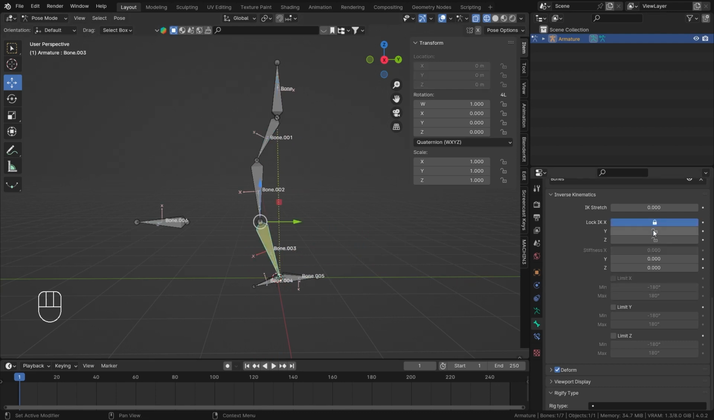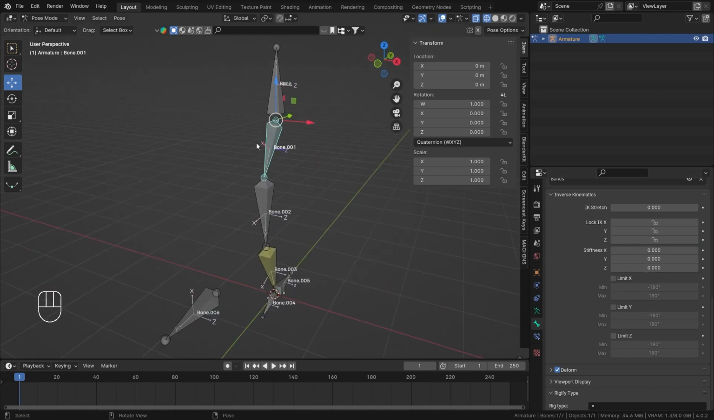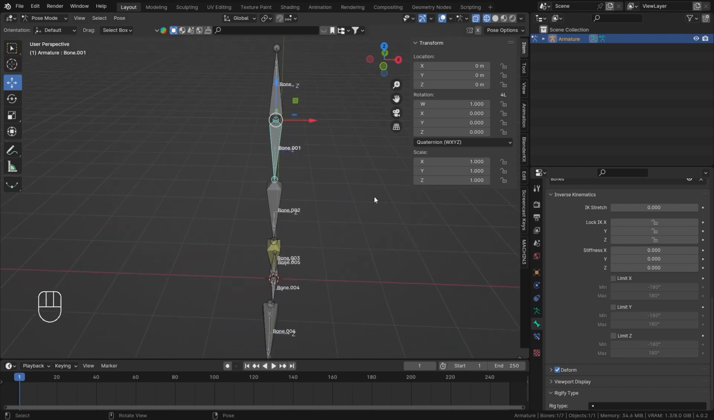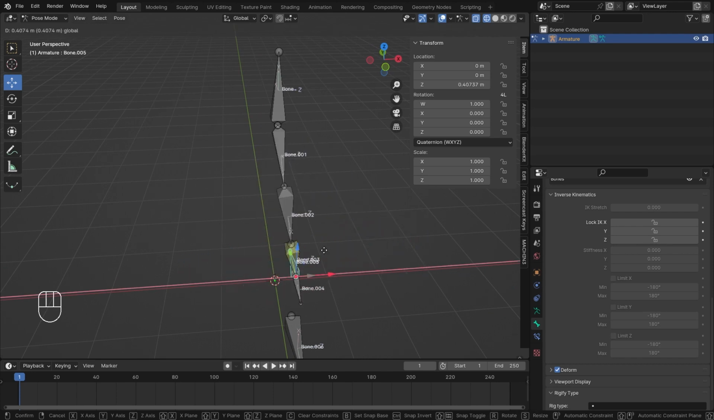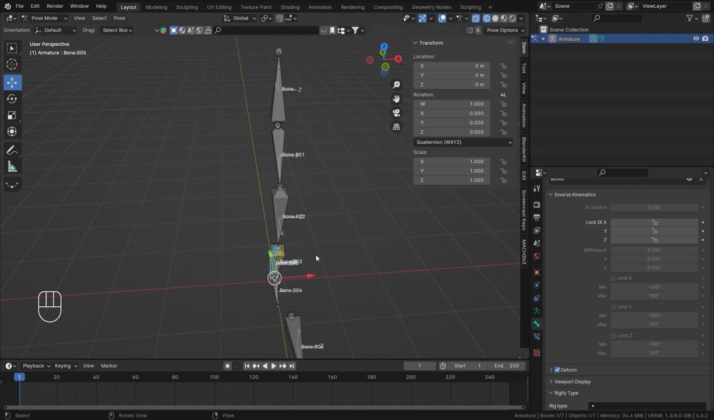And once you lock something, it is gone. But you can also limit your bones. Suppose you want your bone to rotate on the X, but you don't want it to rotate too much. If I grab the target and you see that it is rotating way too much, I just want to limit my rotation till over there for the X.